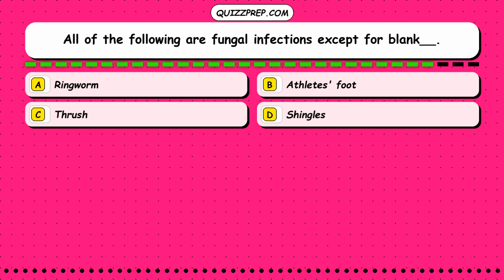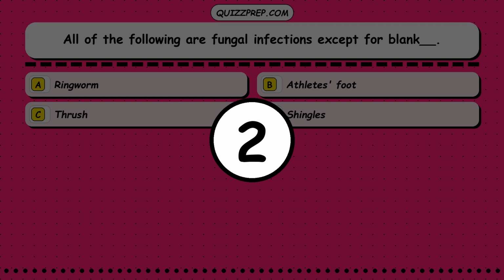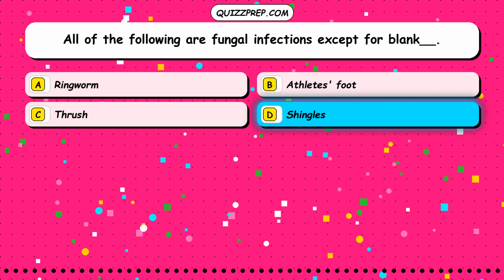Question 136. All of the following are fungal infections except for blank blank. Option A, ringworm. Option B, athlete's foot. Option C, thrush. Option D, shingles. The correct answer is option D, shingles.